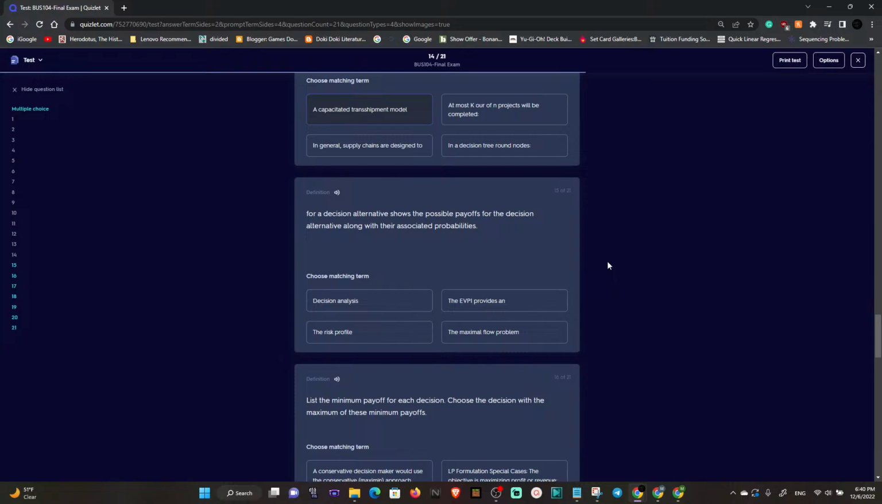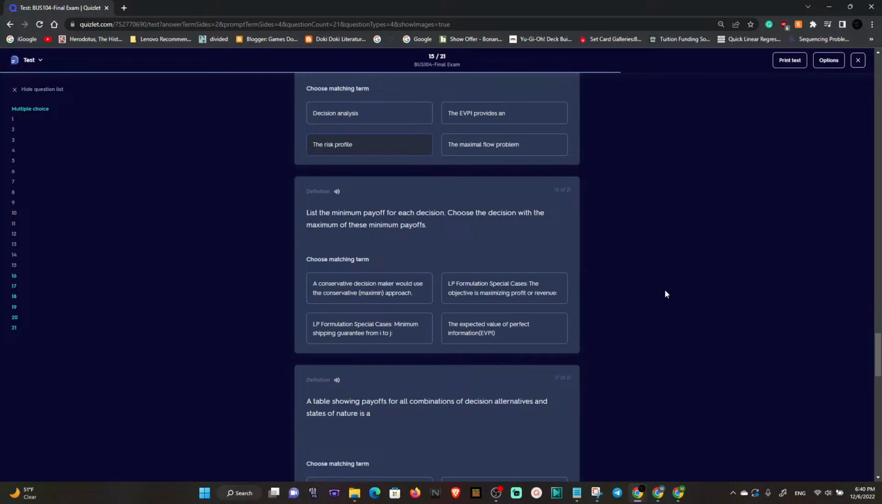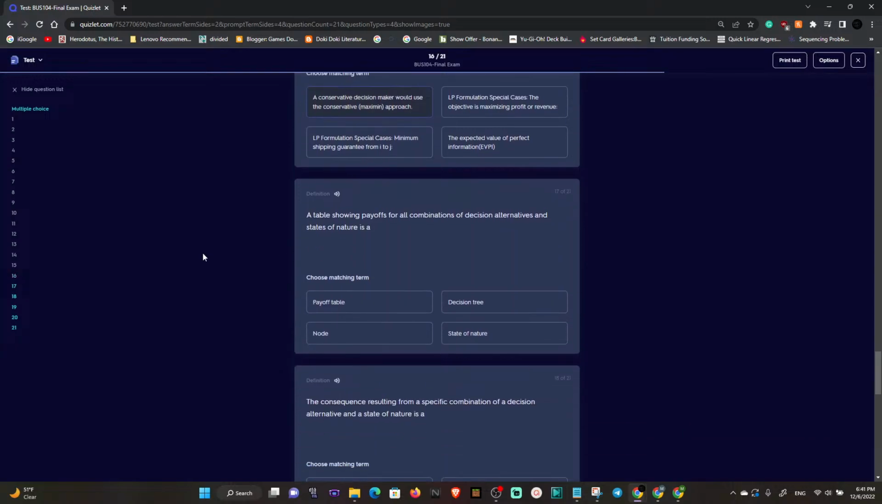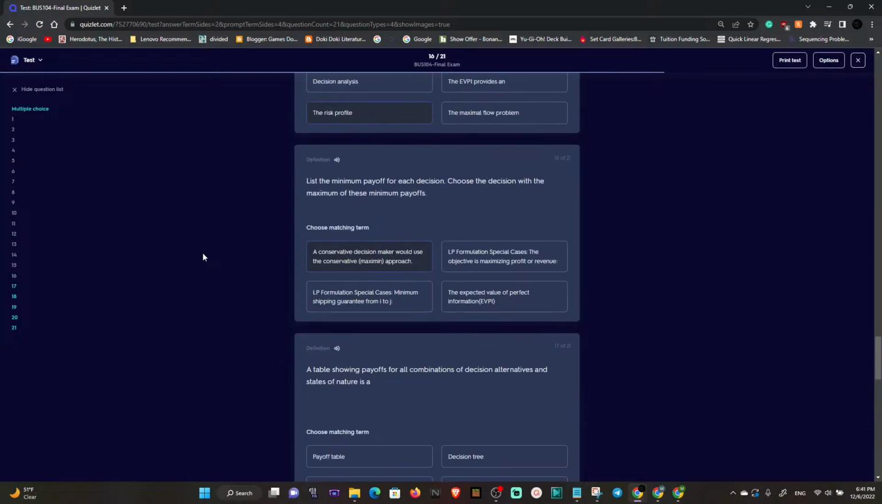I'm not sure. I feel like it's risk profile. Minimum payoff for each decision. Choose a decision based on the maximum of the minimum of these payoffs. Minimum payoff. Okay, so it needs the maximum. Maximum, yeah, conservative.